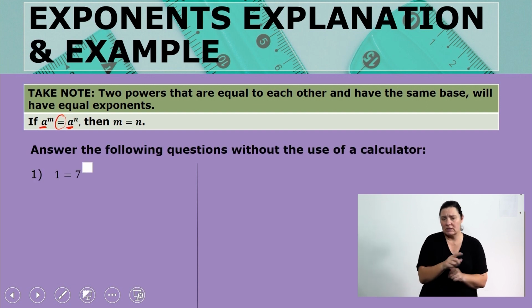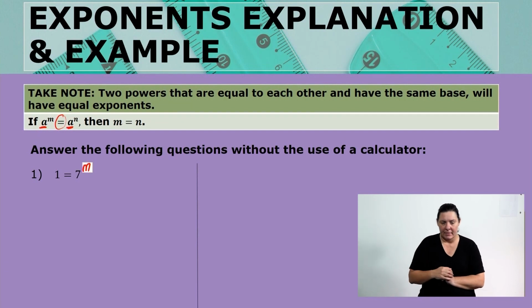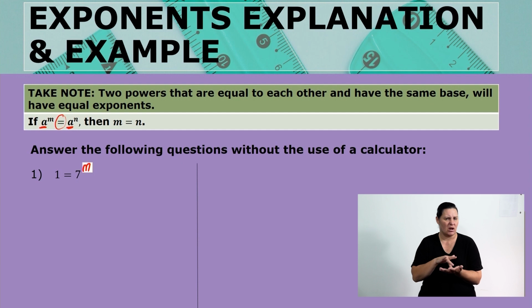Let's answer the following without using a calculator. What we are looking for here is the missing number. We need to know that 1 is equal to 7 to the exponent of something, and we need to find that something. Because we are dealing with an unknown, in mathematics we usually represent it using letters. Let's say our unknown is a letter M. So we know that 1 is equal to 7 to the exponent M. What do you think is supposed to be in the position of M?